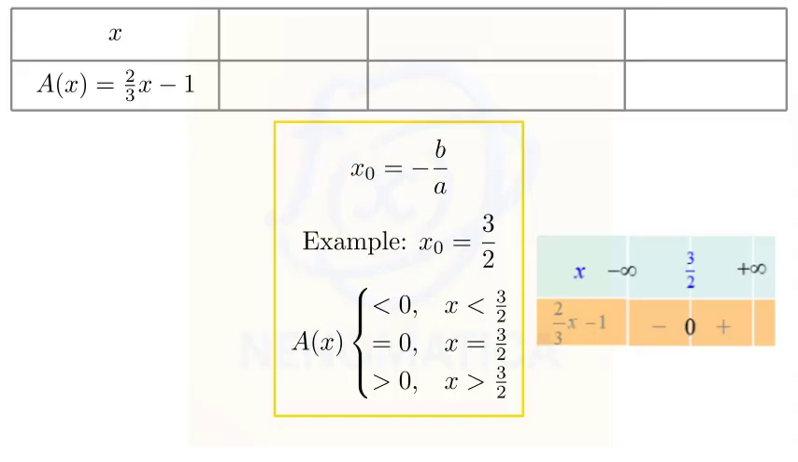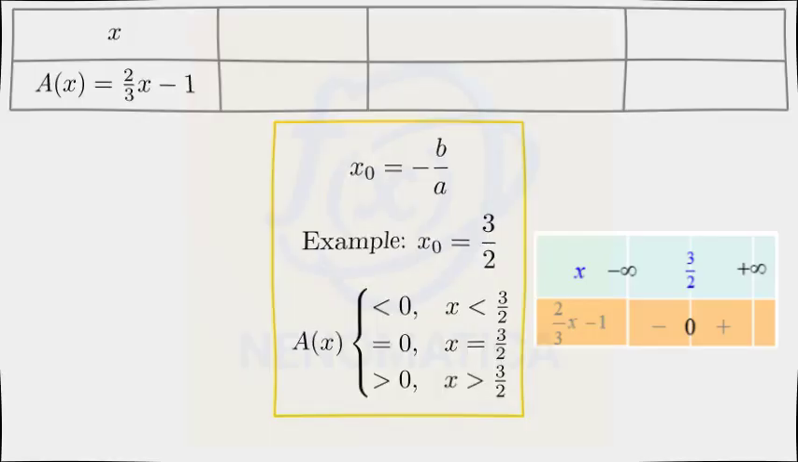If it is positive, the expression is negative to the left and positive to the right. If it is negative, the pattern reverses. For our example A of x equals 2/3 x minus 1, the root is x equals 3/2. The expression is less than 0 when x is smaller than 3/2, equals 0 at x equals 3/2, and greater than 0 when x is larger than 3/2.